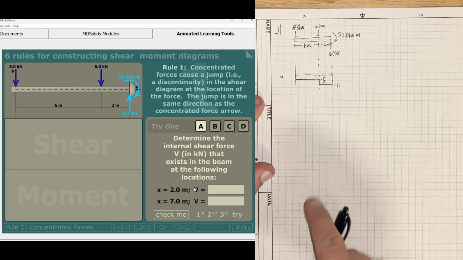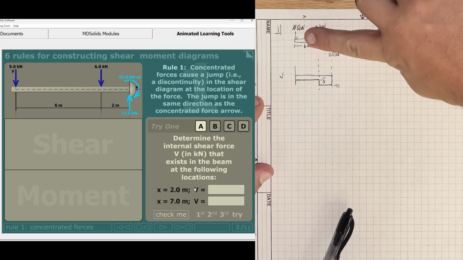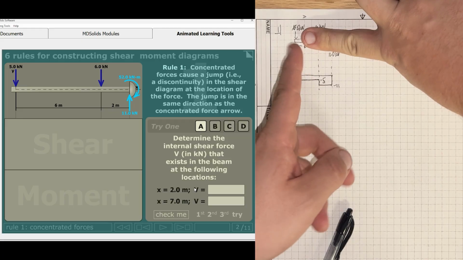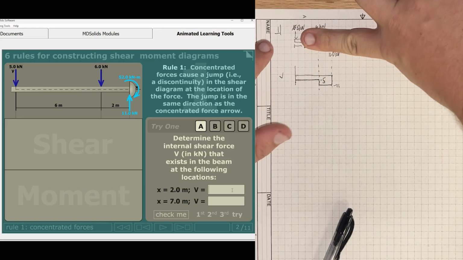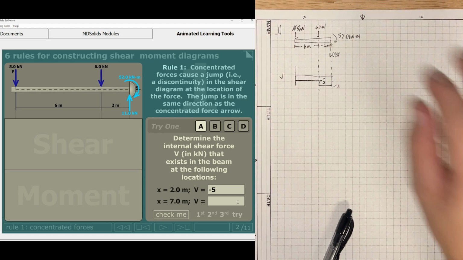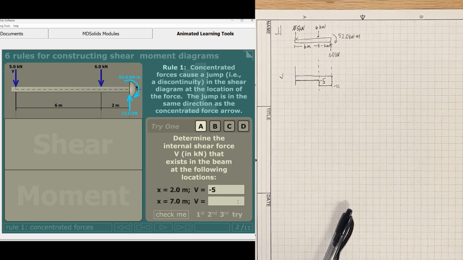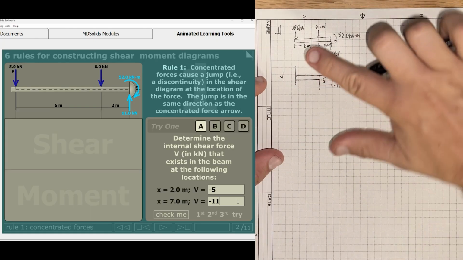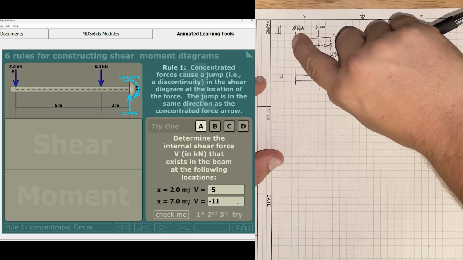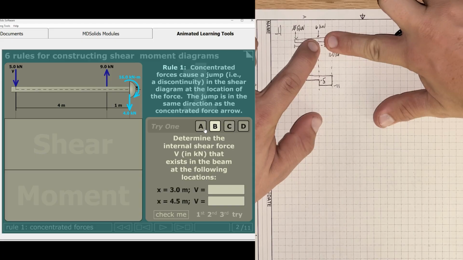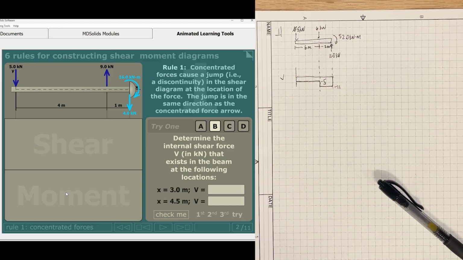We've only got the 5 kilonewton force. What I like to tell the students is to block this part of the beam, so that at 2 meters, everything to the right of it you don't see, and then just take the sum of the forces. Well, it's just a -5 kilonewton force, so we can put -5 in here. Whenever we go to 7, block everything to the right and take the sum of the forces. If we go 7 meters in, 6 and then an additional meter, you have -5 minus 6, which gives us -11, okay?